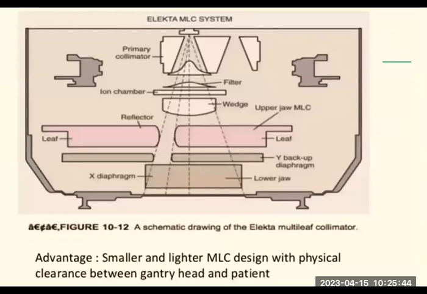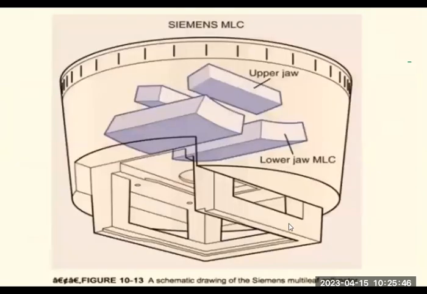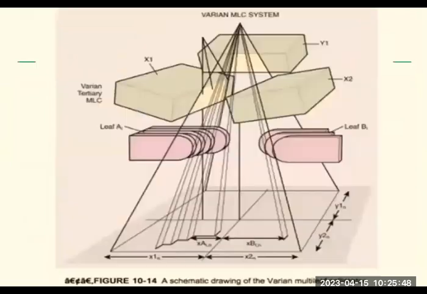The first machine is from Elekta, the next one is from Siemens, the next one is from Varian. The leaf can control the beam intensity. That is why it is named intensity modulation. Like amplitude modulation is defined as the amplitude of the carrier varied with respect to the input signal, similarly the leaf will vary accordingly. The intensity will be modulated based on the dose distribution.